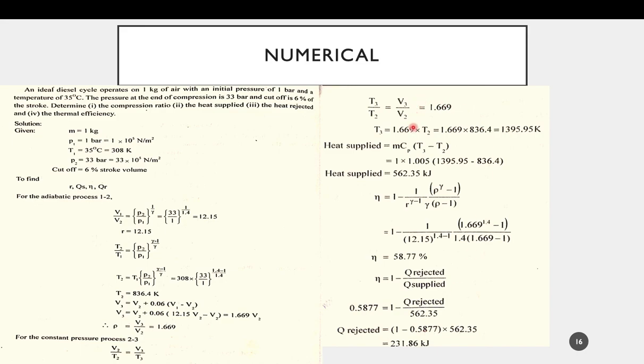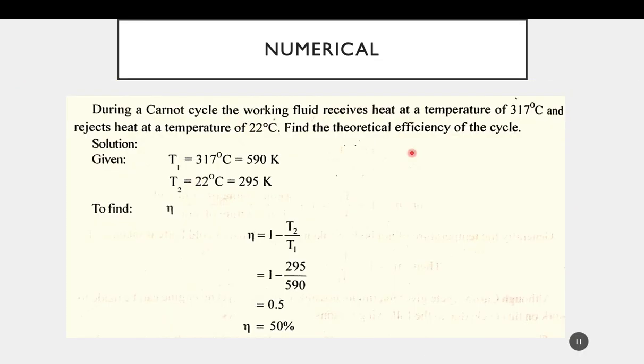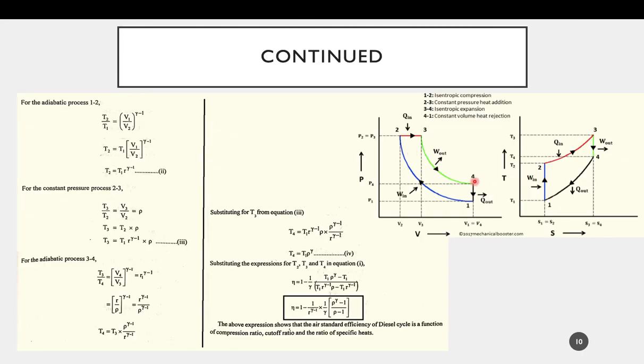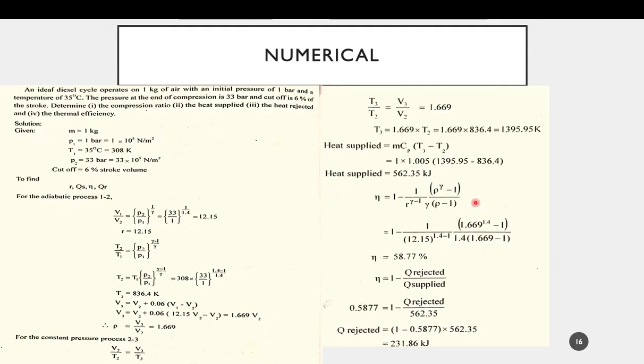Alternatively, you can also find heat rejected using the expression m Cv, because heat rejection is at constant volume. In the diesel cycle, the process of heat rejection is happening from 4 to 1. So if you know the temperatures T4 and T1, we can use the expression m Cv (T4 minus T1), where Cv is the specific heat at constant volume. For air, Cv is 0.718 kilojoule per kilogram Kelvin. So that is an alternate method.